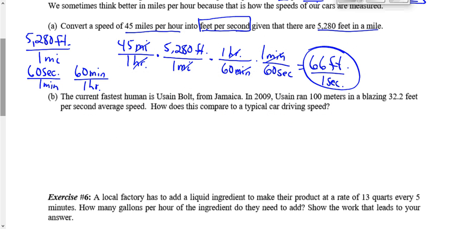Letter B. Current fastest human is Usain Bolt. Actually, this is kind of old, but anyway. In 2009, he ran 100 meters, and 32.2 feet per second is the average speed. Okay? That's not true. Why not?